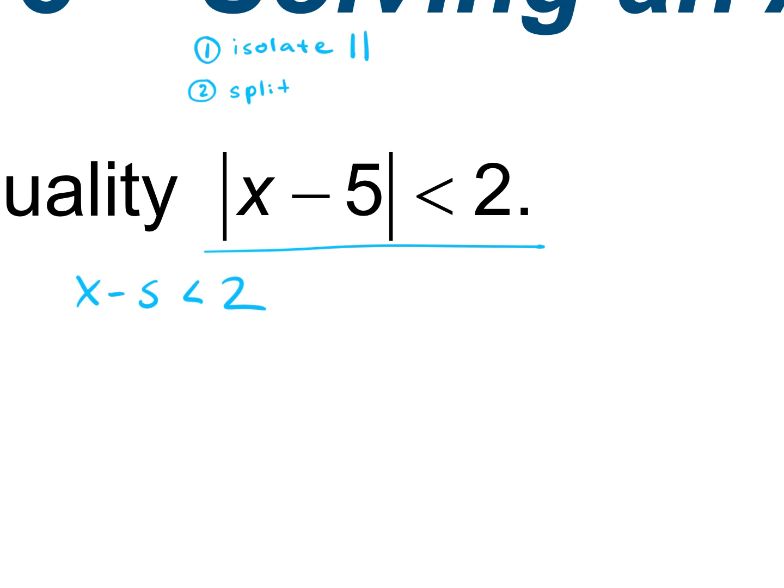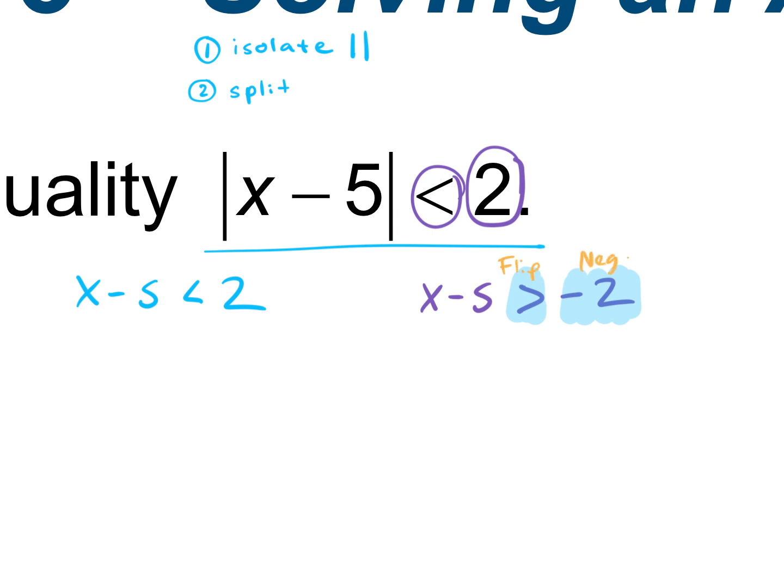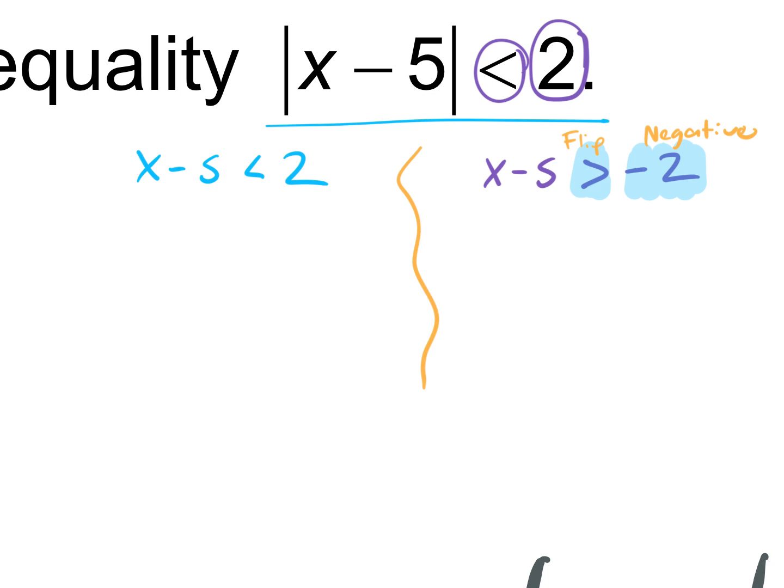For our second inequality, the absolute value part goes away. The left side stays the same, so we have x minus 5. But we flip the inequality, so we now make it greater than, and we change the sign and make it negative of the number on the other side. So we flip the inequality and make the number negative. So now let's solve our two inequalities that we have here.